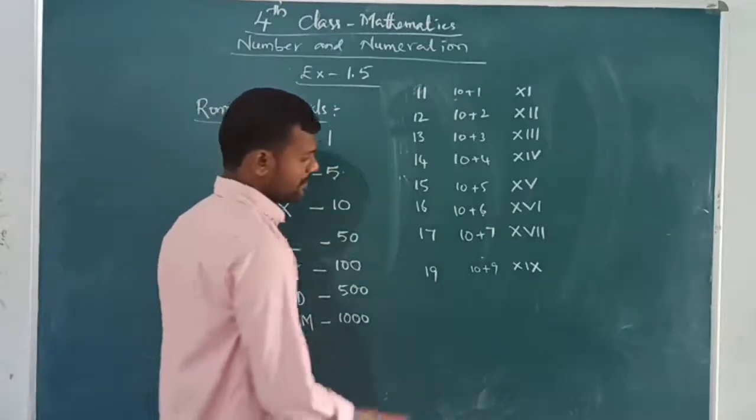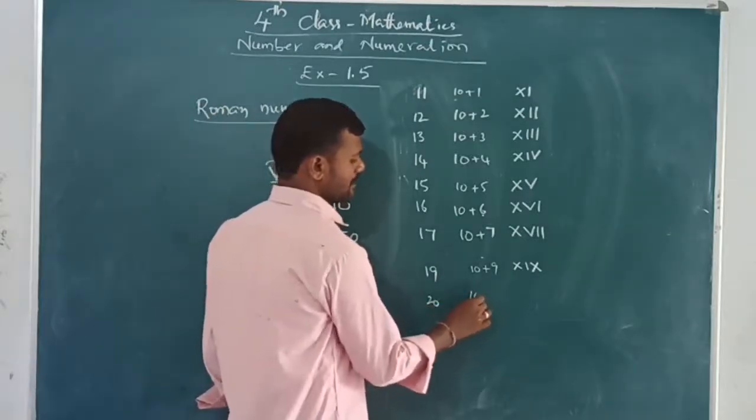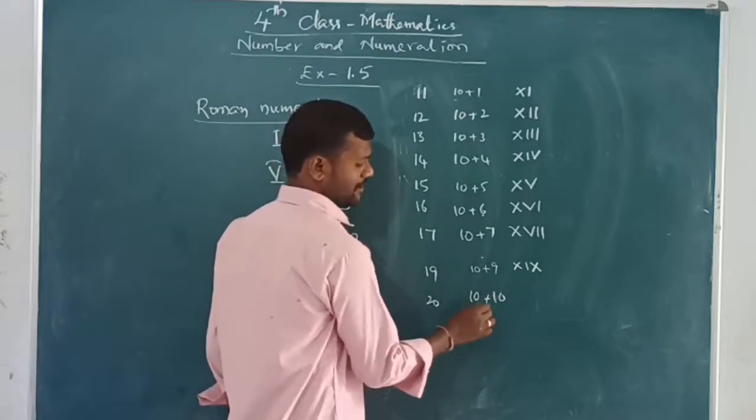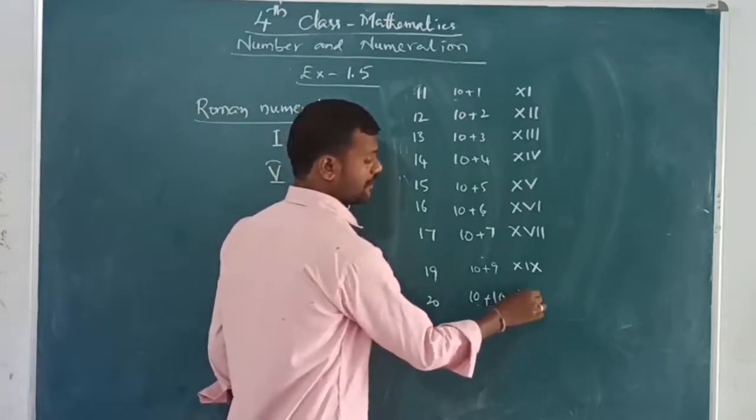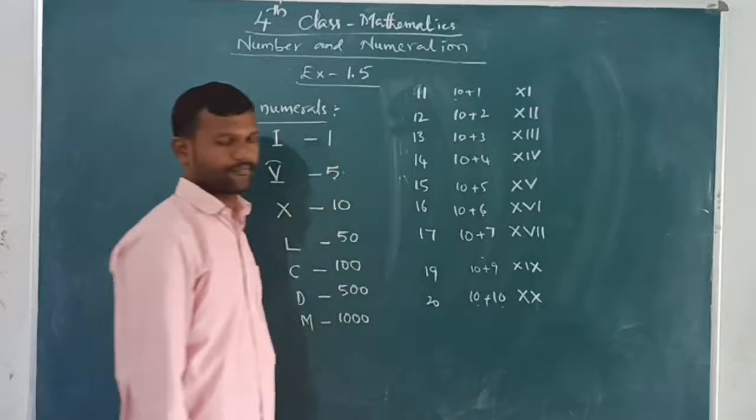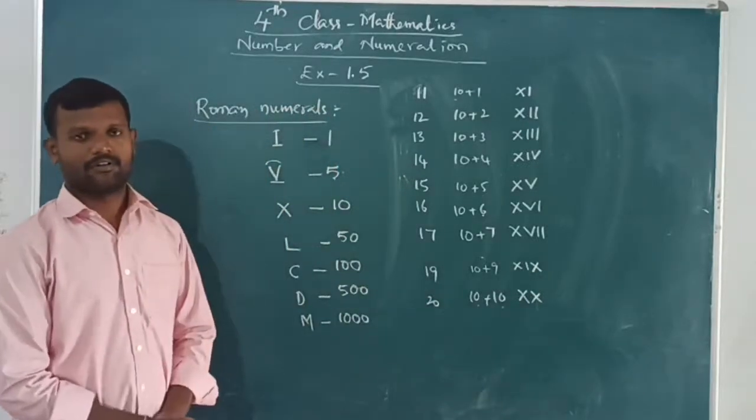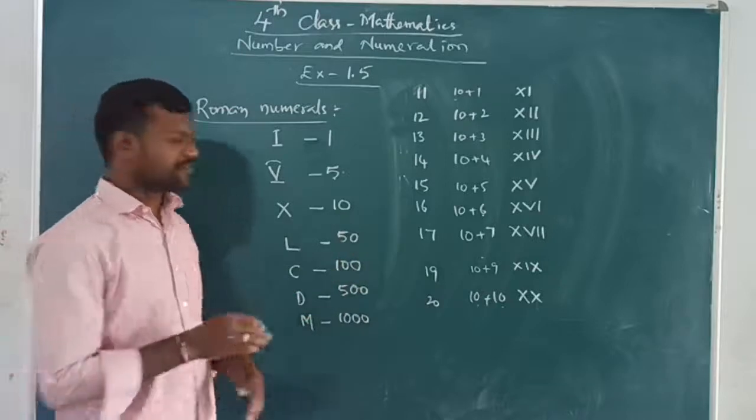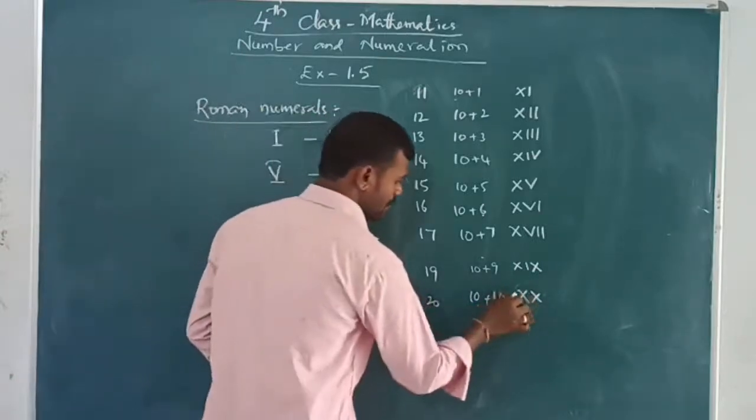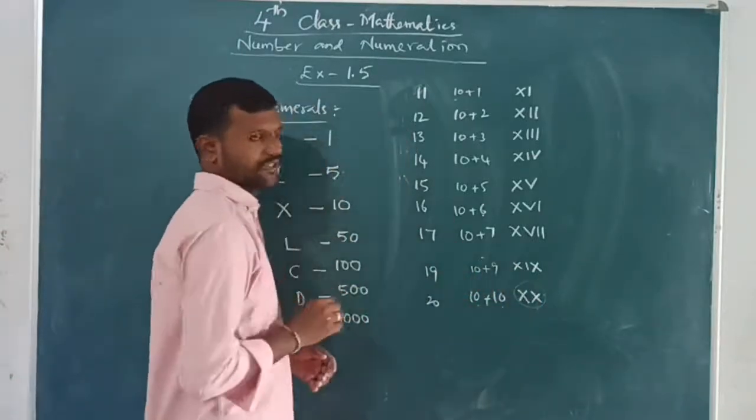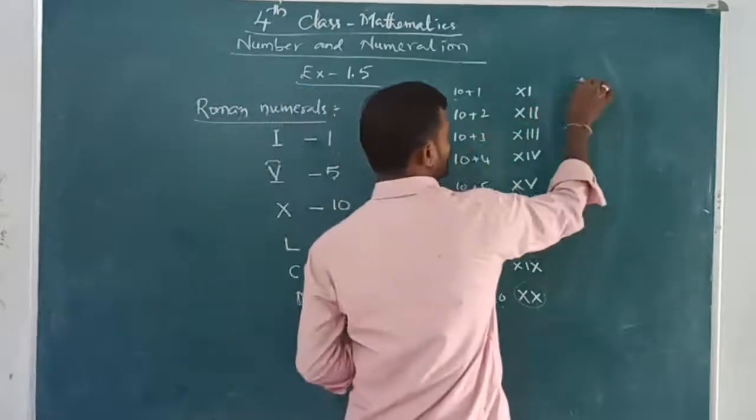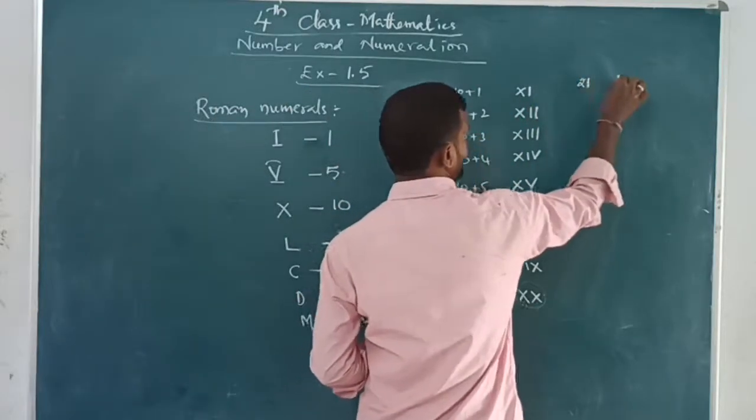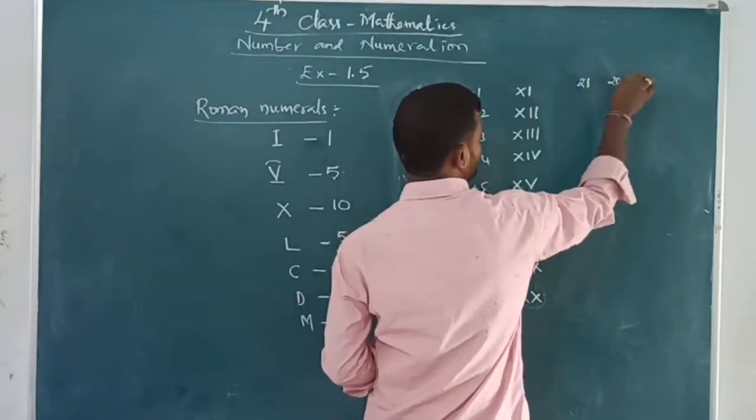Okay. And last one is what? 20. 20 means what? 10 plus 10, 20. So 10 and 10. This is 20. Similarly, next 21, 22. So here this is 20. You have to remember that as 20. Now I want to write how much? 21. How can I write? 20 plus 1, 21.